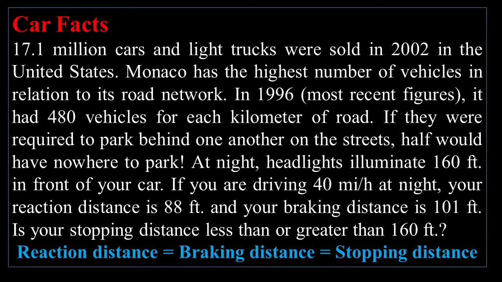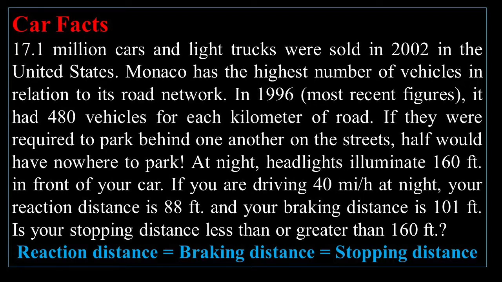17.1 million cars and light trucks were sold in 2002 in the United States. Monaco has the highest number of vehicles in relation to its road network. In 1996, most recent figures, it had 480 vehicles for each kilometer of road. If they were required to park behind one another on the streets, half would have nowhere to park.